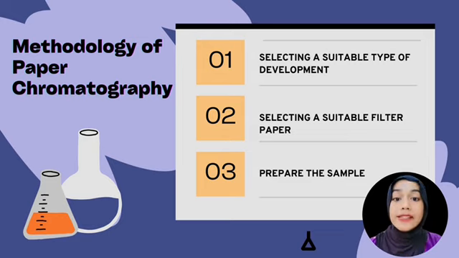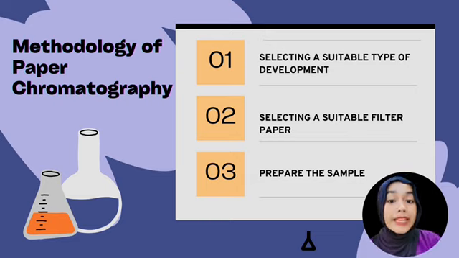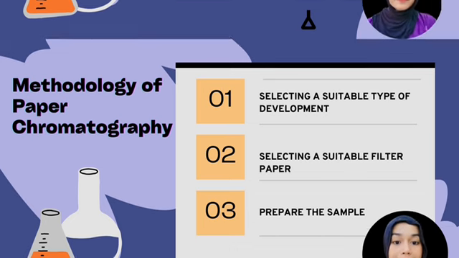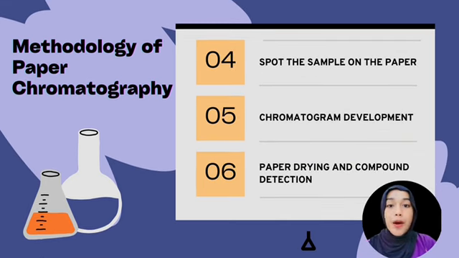The second step is selecting a suitable filter paper. Selection of filter paper is done based on the size of the pores and the sample quality. The third step is to prepare the sample. Sample preparation includes the dissolution of the sample in a suitable solvent used in making the mobile phase. The fourth step is to spot the sample on the paper. The sample should be spotted at the proper position on the paper by using a capillary tube.